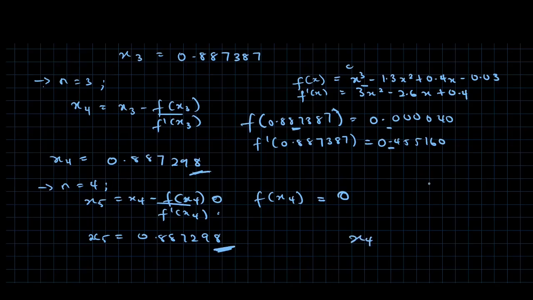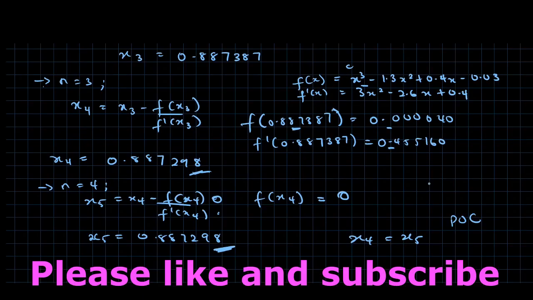As you can see, x4 is now equal to x5. We have reached what we call the point of convergence. So therefore, our final root is this. This is our answer. Thank you for listening, and I hope you really understood.